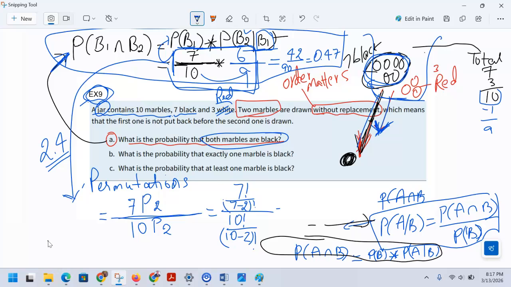Okay, so 7 minus 2 will be 5 factorial. So this I can write as 7 times 6 times, and the bottom is 7 minus 2, which is 5 factorial. So you know why I wrote this until 5.